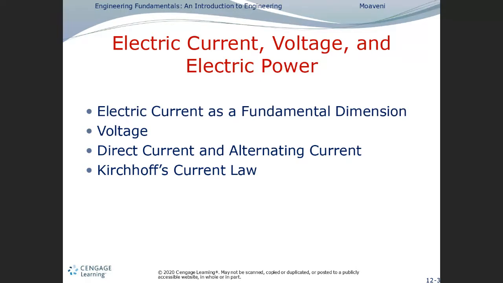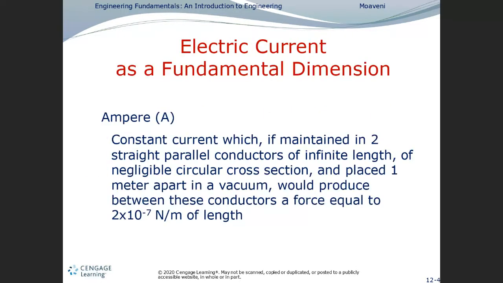We're going to discuss voltage, but let's jump into electrical current. Electrical current is merely measured by ampere. That is the unit of measurement. But it is constant current, which, if maintained in two straight parallel conductors of infinite length, of negligible circular cross section, right? Negligible meaning the infinite parallel conductors. They're assuming something such as wire, right? And I'll draw it out for you.